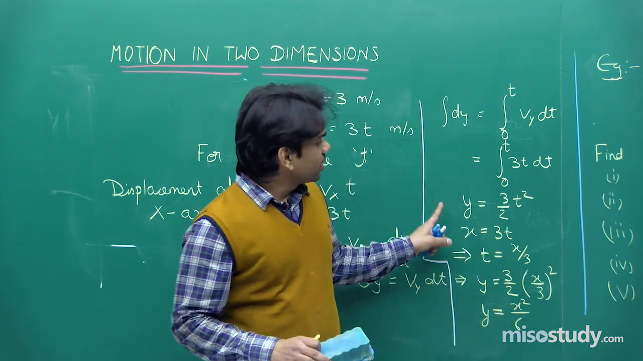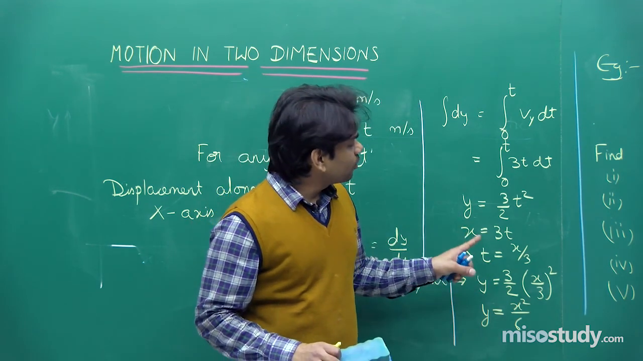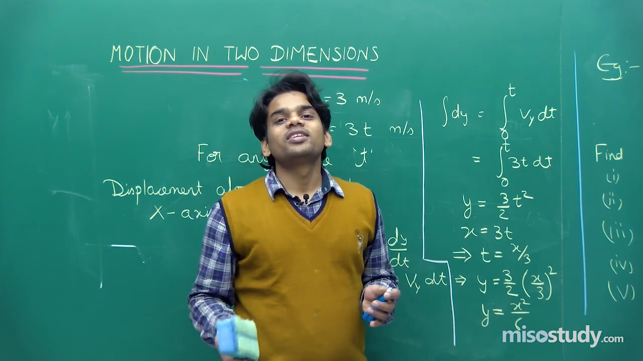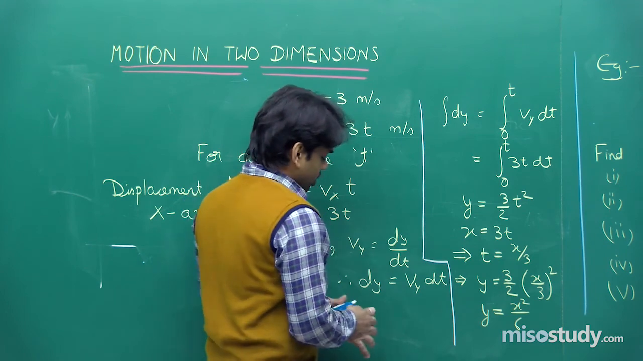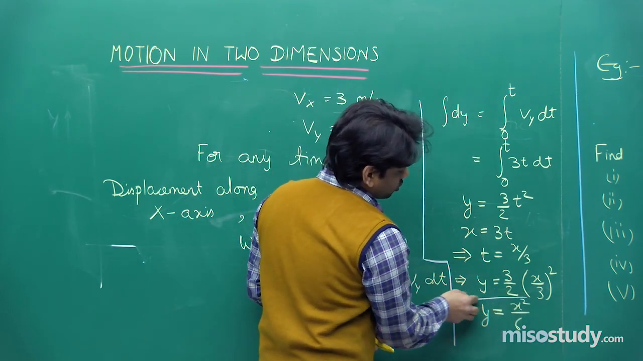In this way you can calculate the trajectory of the particle for any instant of time. This is actually the general equation of the trajectory, and it is also the equation of a parabola.